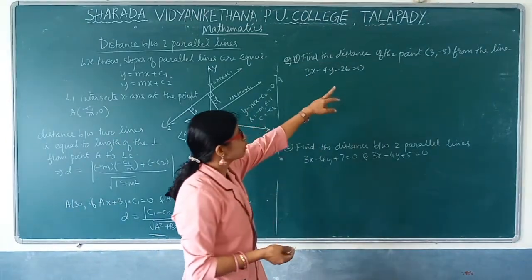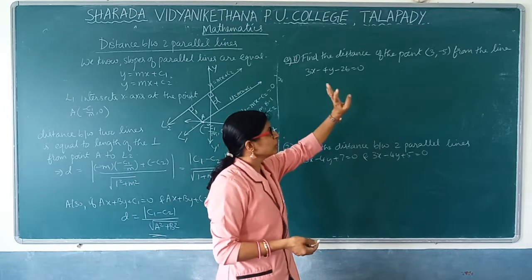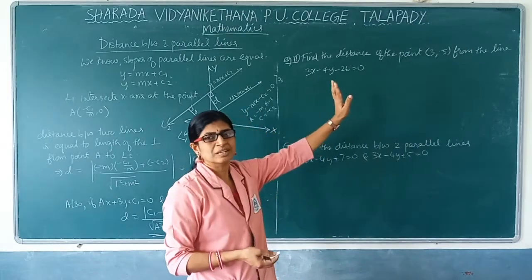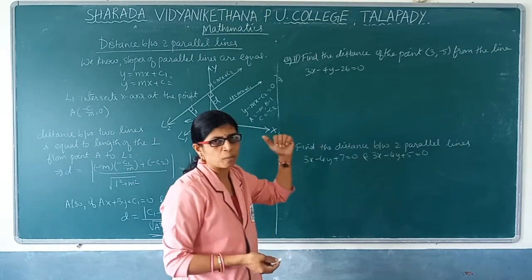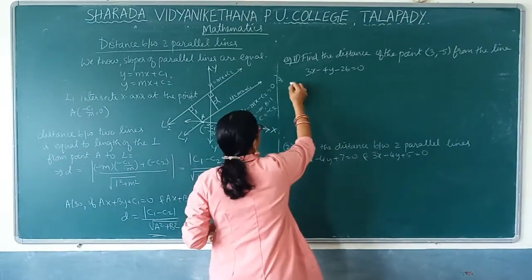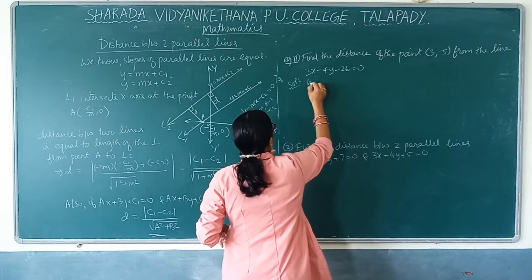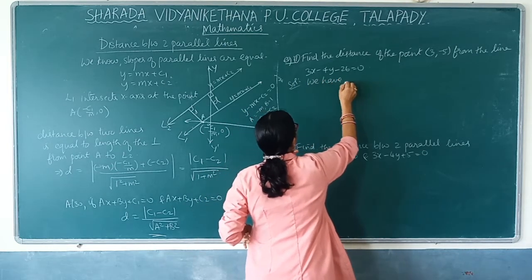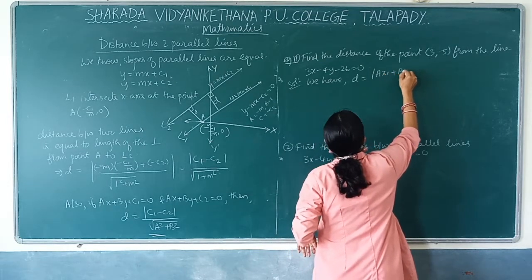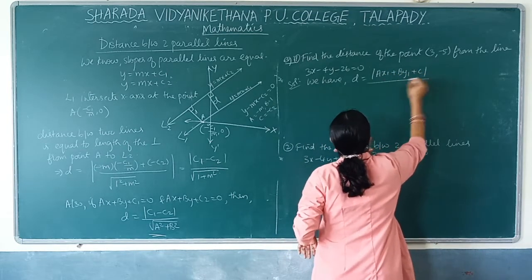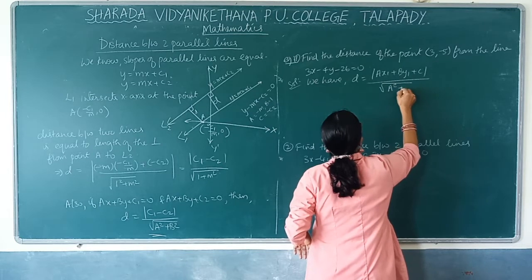So find the distance of the point from the line. It is not the distance between two parallel lines, it is the distance from a point to a line. So the first formula is what we are going to use here. What is the solution? First we have the formula, the expression for distance: modulus of ax1 plus by1 plus c divided by root of a square plus b square.